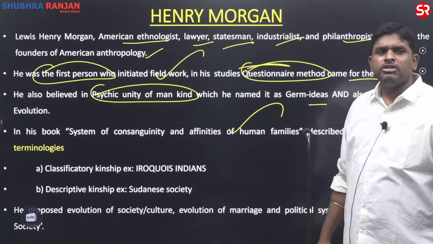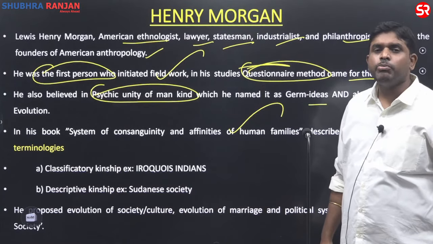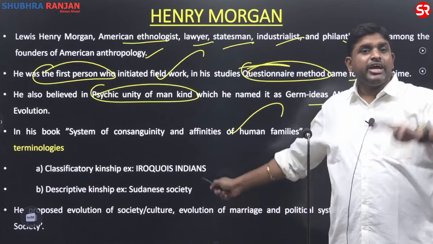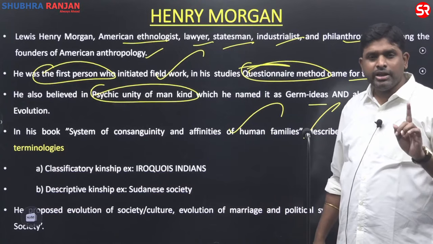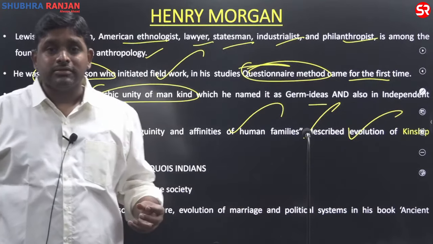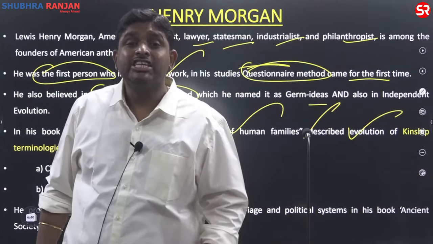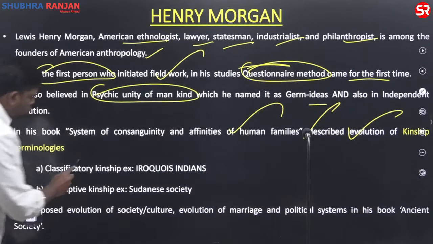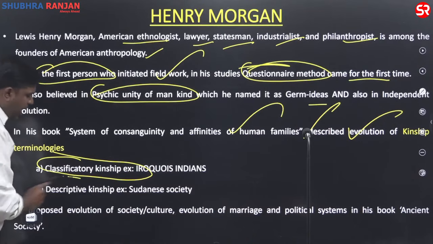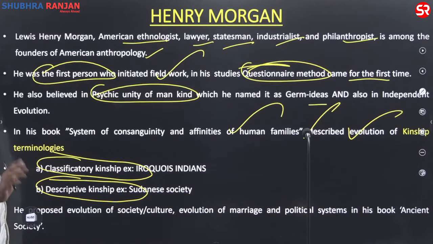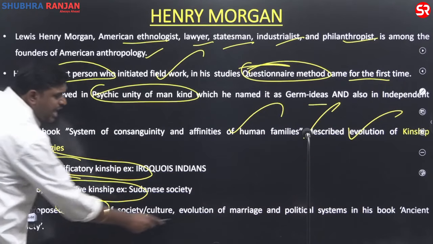His famous book is System of Consanguinity and Affinity in Human Families. The famous book of E.B. Taylor is Primitive Culture. He had two famous books. One is called System of Consanguinity and Affinity of Human Families. It described the evolution of kinship. He studied kinship systems and understood the evolution of kinship terminologies. He gave two terminologies. One is called classificatory kinship terminology, the other is called descriptive kinship terminology. Don't bother about it, I will tell it later. He proposed evolution of society, evolution of marriage, political system.